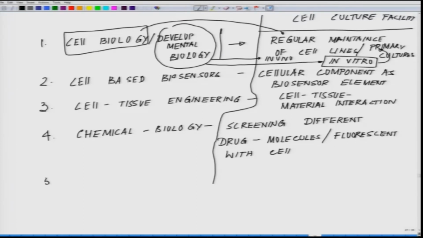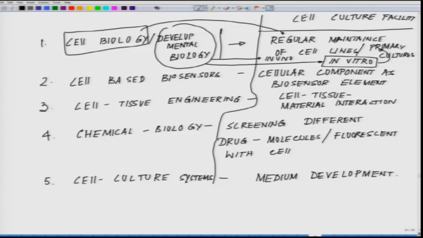Similarly, there is another fifth group which exclusively works on developing cell culture systems itself. These are the labs which exclusively work on medium development, medium for cell culture of course. They work on substrate development, substrate for culturing the cells.